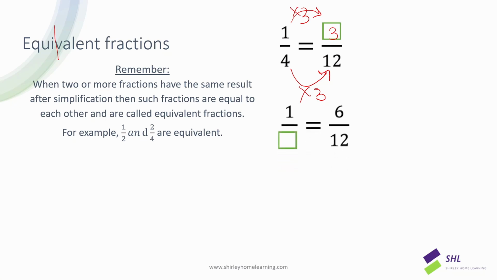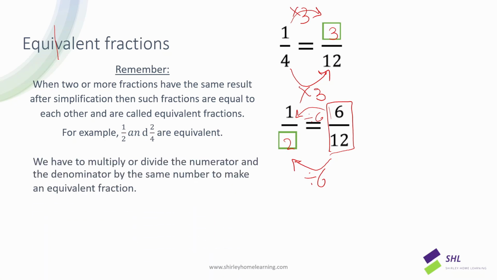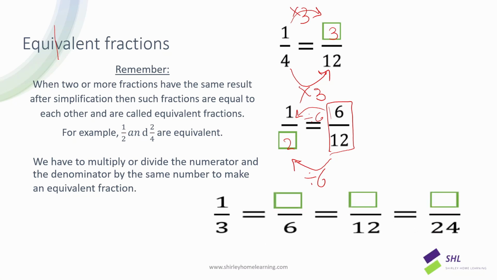Similarly, here I have got 6/12 and I need to find the equivalent fraction for 6/12. In this case, I can see that I can divide 6 by 6 to get 1. So I would do exactly the same thing. I would divide 12 by 6 to get 2. So half is equivalent to 6 over 12. So we can either multiply or divide the numerator and the denominator by the same number to make an equivalent fraction.